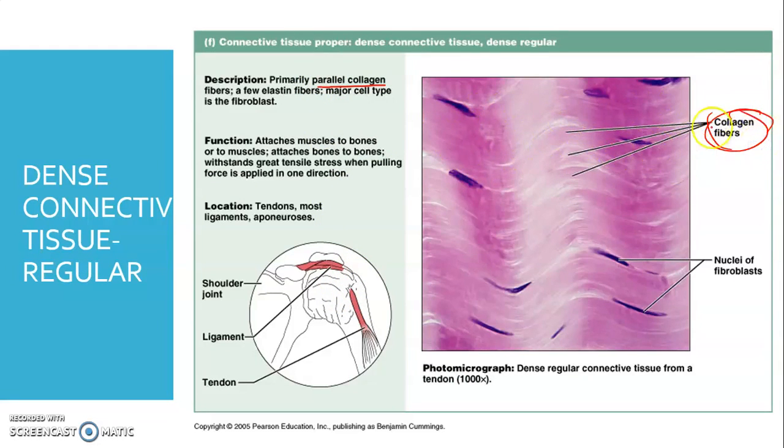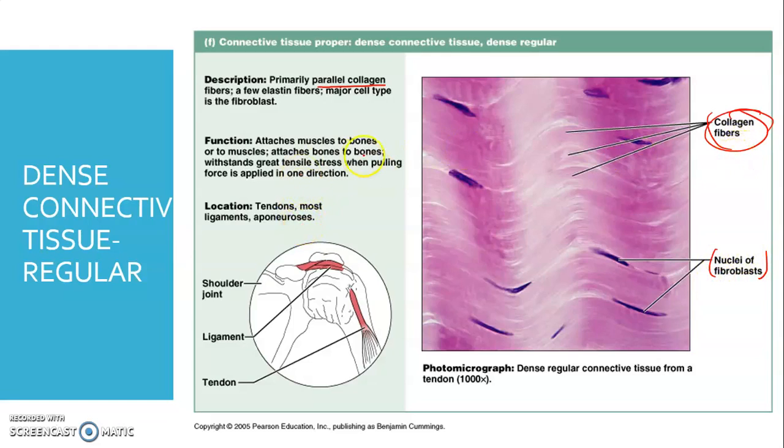You can see how it is located very in line, or parallel. Okay, it's quite arranged, isn't it? So that's why it's called regular. And then this is the fibroblast, also the same, to produce the collagen fiber.